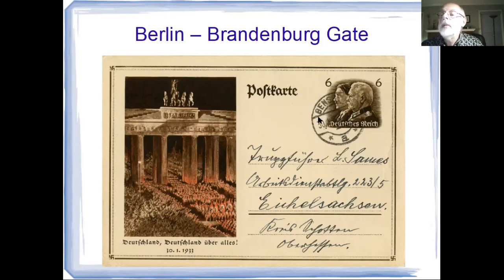At the time, it was a large party. He had maybe 18% of the popular vote, and Hindenburg anointed him, and then the Nazis just simply took over.